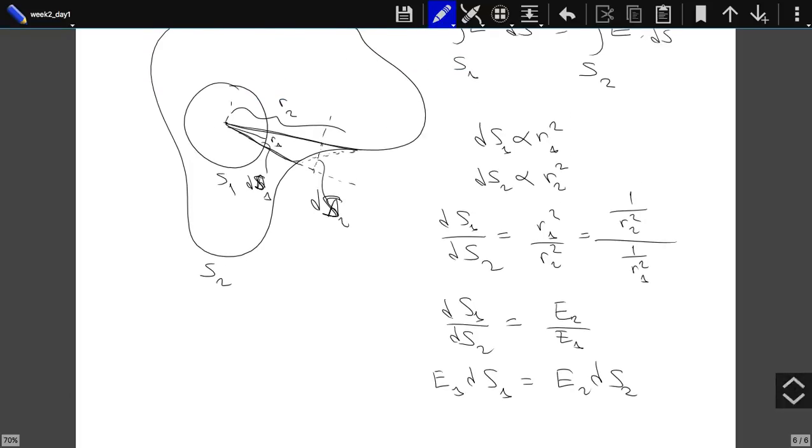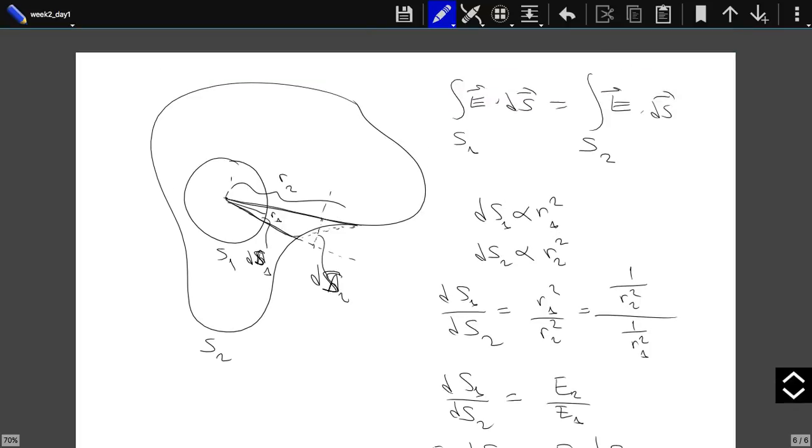So as you have pointed out, E2 is much smaller than E1. But DS2 is much larger than DS1. Although both are infinitesimal, still this is much larger than this one in such a way that the products are the same. Exactly. They compensate each other. Well, there's still one thing left. Our surface is not DS2. Our surface is larger than DS2. Let's say this area over here, let's call it ds tilde.